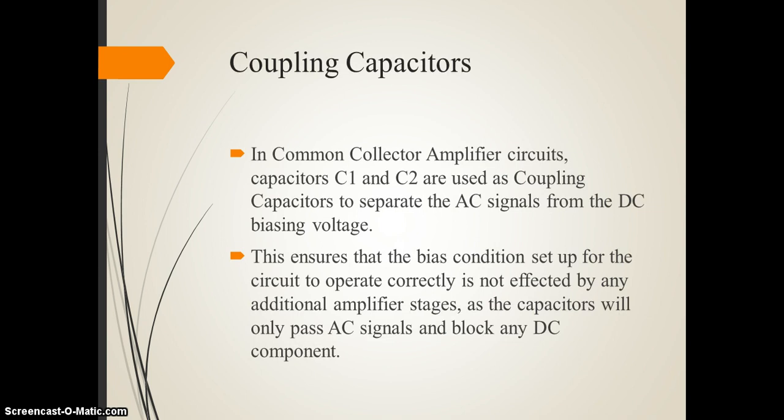In common collector amplifier circuits, capacitors C1 and C2 are used as coupling capacitors to separate the AC signal from the DC biasing voltage. This ensures that the bias condition set up for the circuit to operate correctly is not affected by any additional amplifier stages, as the capacitor will only pass AC signals and block any DC component.